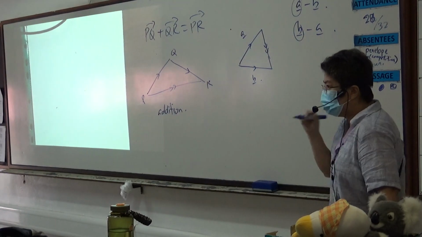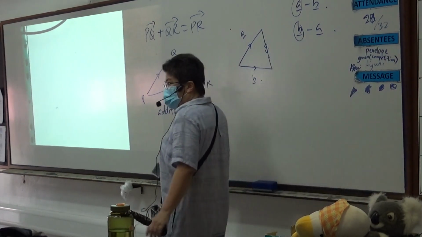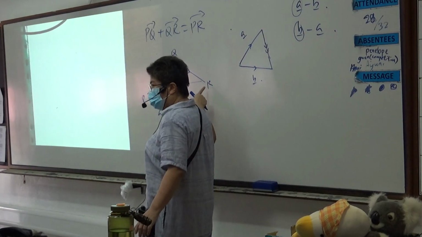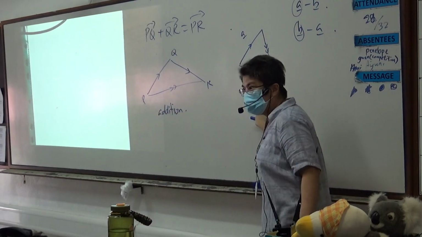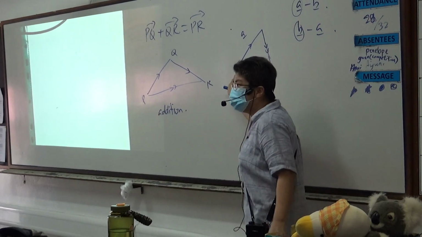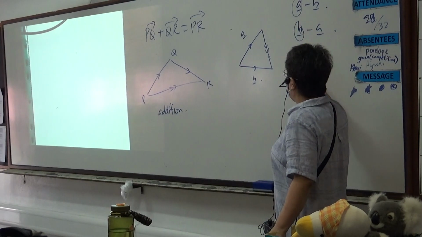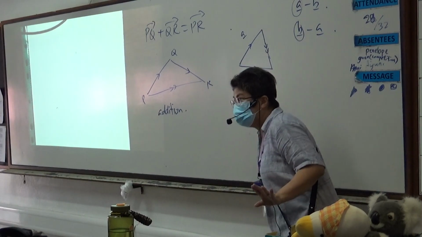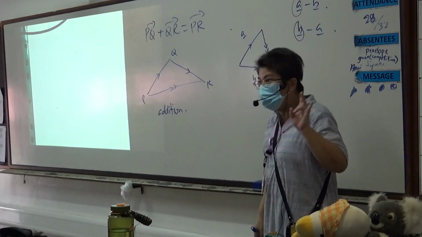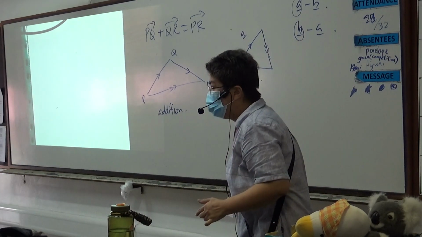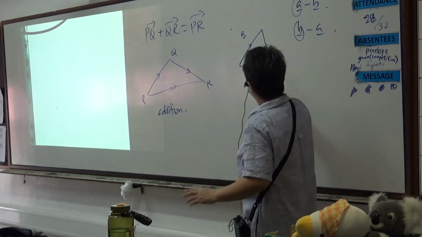Yes or no? So I repeat, for vector addition, start, stop, start. For vector subtraction, both must start from the same point. Then whether it is B minus A or A minus B, you got to see. You understand? We always point towards the first vector. Everybody clear?